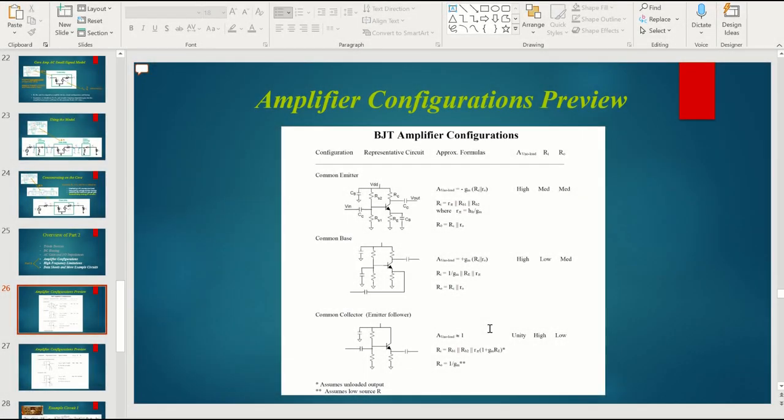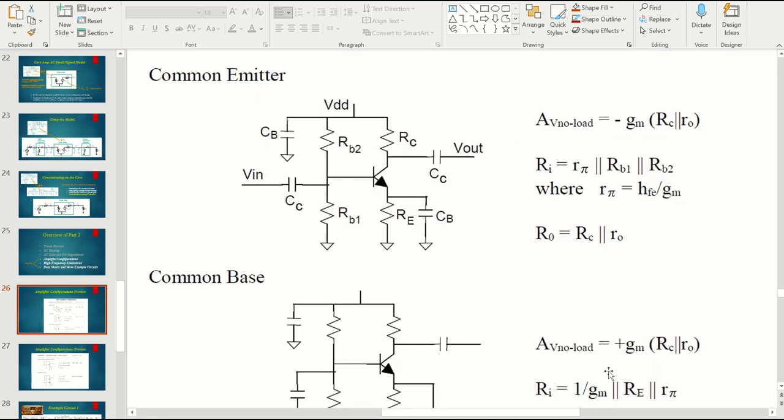All right, so here is a preview of discussion of amplifier configurations. I'm not going to walk through every one of these in detail, but let me zoom in on the first one. So this first one here is a common emitter amplifier. This is probably more likely what you're going to encounter in a lot of situations. Some of those tube amplifiers were the equivalent of one of these.